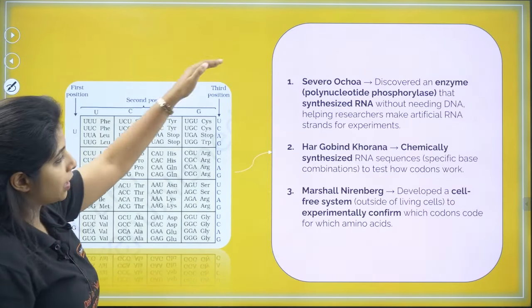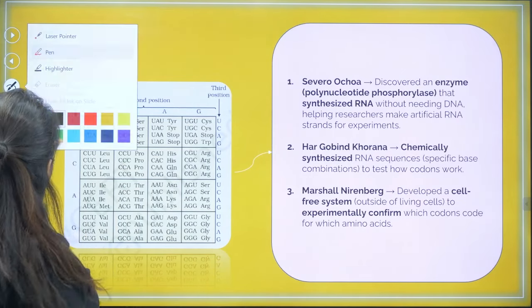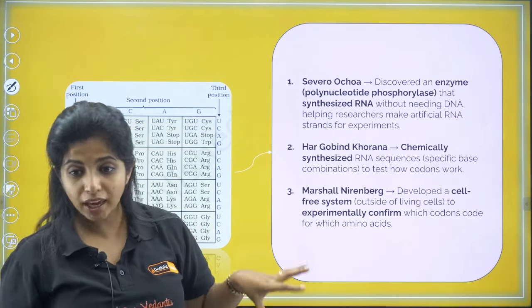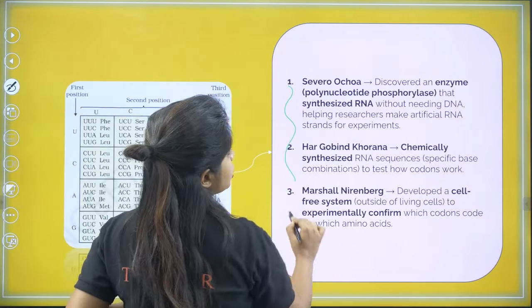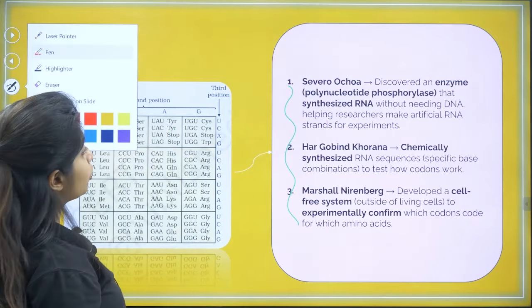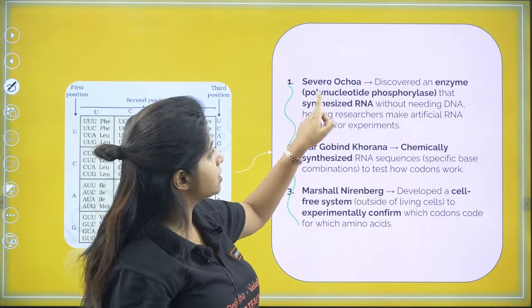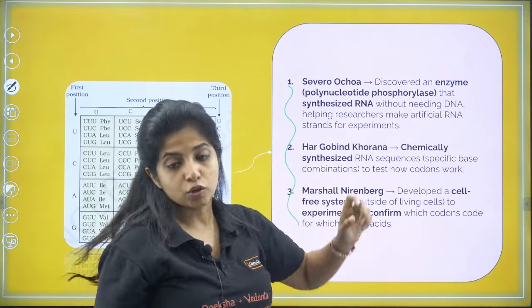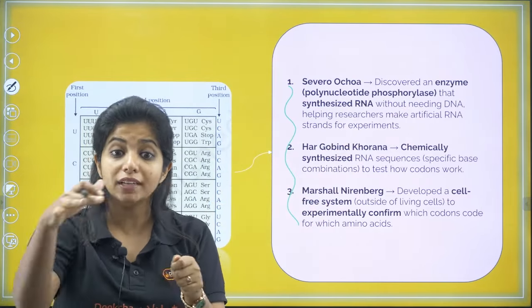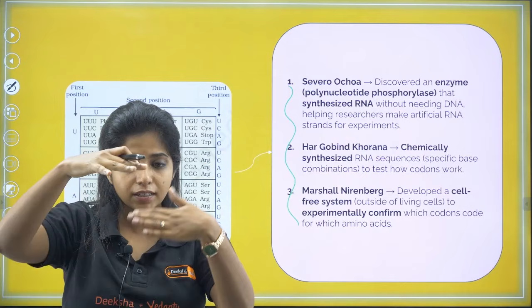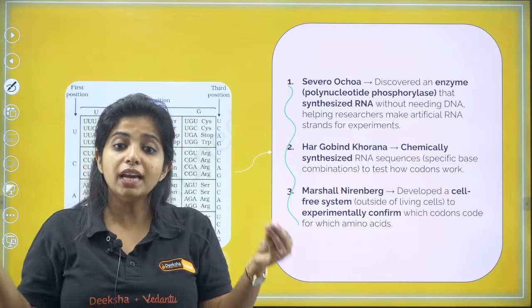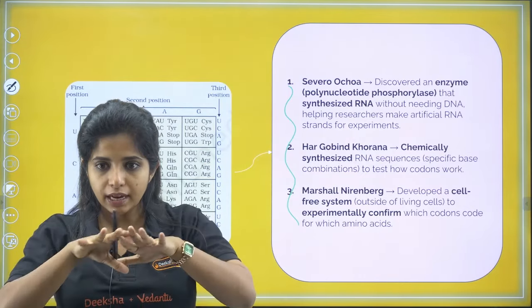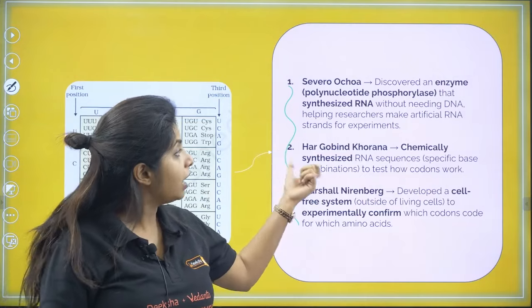Now going ahead, several scientists came into the picture. Severo Ochoa discovered an enzyme, polynucleotide phosphorylase, that synthesized RNA without needing DNA. So he made an artificial RNA without the DNA. Usually we have a DNA, then it gets transcribed to form an RNA, right? But he artificially made that. Okay, he artificially researched about it.